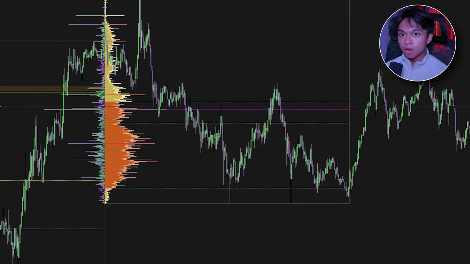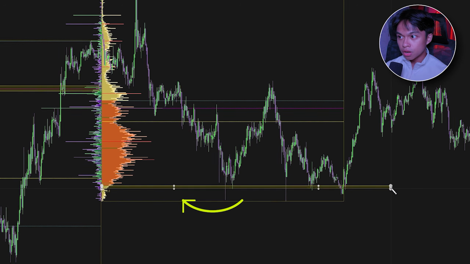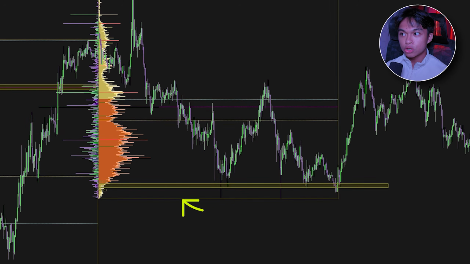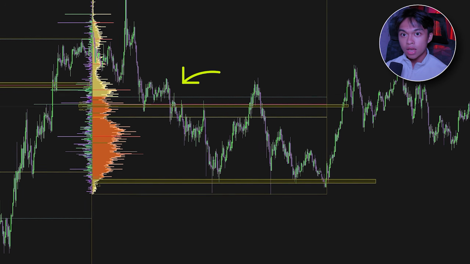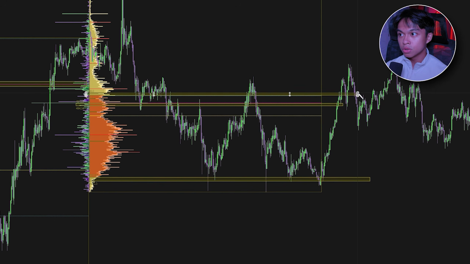So once we have this plotted up, I want to be marking this value area low. So once it goes out, we want to be transacting there. We want to be marking this POC as well. It's going to be a very important point. And we want to be marking the value area high, which is right here.